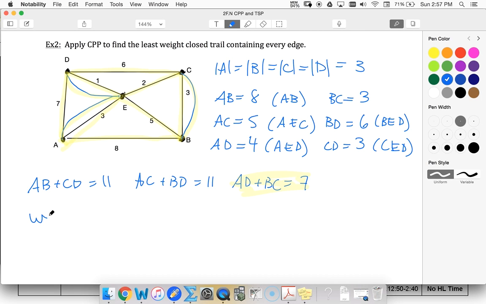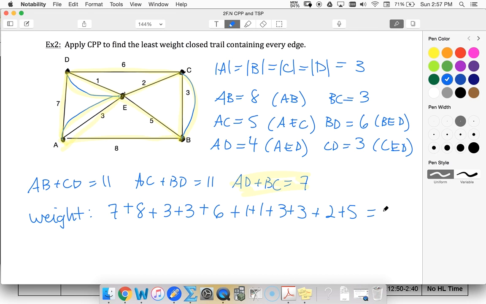So the weight of my trail is going to be 7. So I'm going to start at thinking about D. 7 plus 8 plus 3 plus 3. So I'm going around. I'm counting 3 twice because there's 2 edges here. Plus 6. Now I'm going to go into the center. 1, 1, 3, 3, 2, and 5. So I know it's going to have a weight of 42.